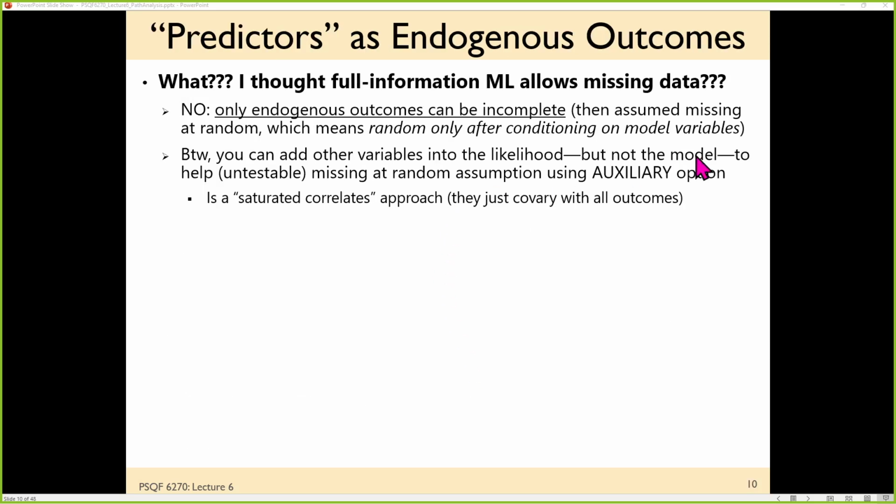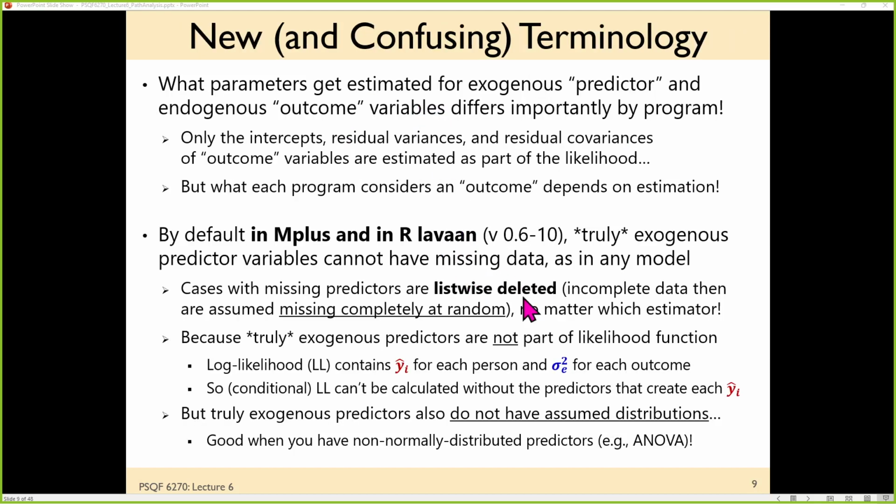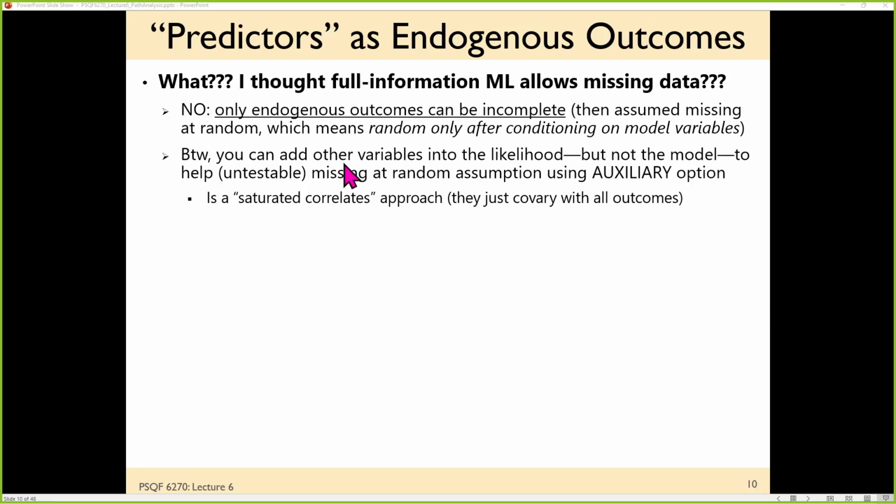So how it gets fixed then is where the confusion comes in. A lot of people are confused when they first learn this, that cases with missing predictors get deleted in path models and in structural equation models, the same as in any linear model. No, it's only the outcomes that can have incomplete data.